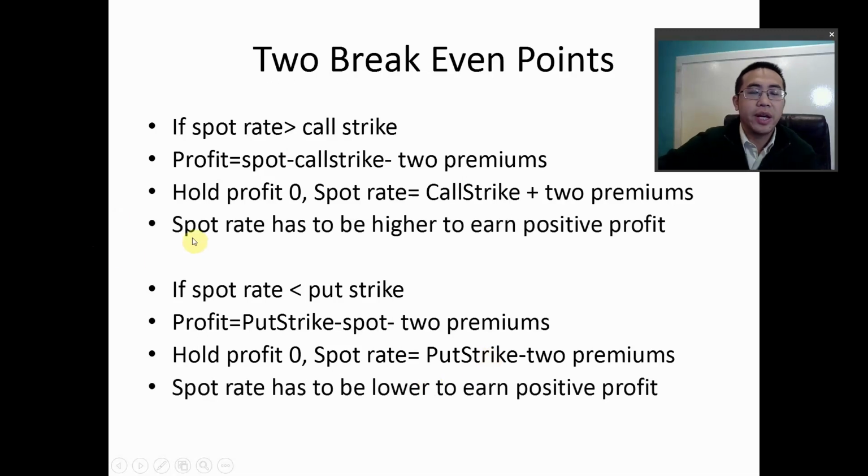So the implication here is that the spot rate has to be higher than the bigger break-even point to earn positive profit, or the spot rate has to be lower than the smaller break-even point in order to earn positive profit.